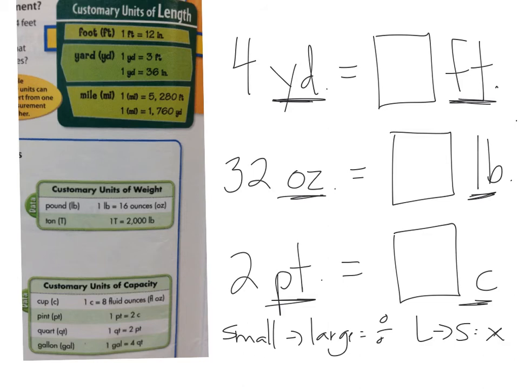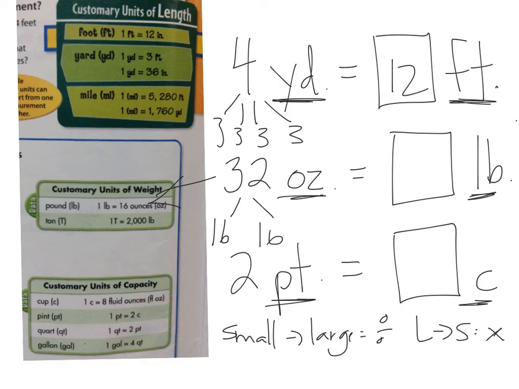Okay, let's review your answers quickly. On the first one, we're going yards to feet, which is large to small, so we are going to multiply. For every 1 yard, there are 3 feet, so we would multiply 4 times 3 and get 12. On the second one, we are going ounces to pounds, so we are actually going from small to large, so we are going to divide, and according to our chart, there are 16 ounces for every pound. So we have to see how many 16s will fit into 32, and you should have got 2 pounds.